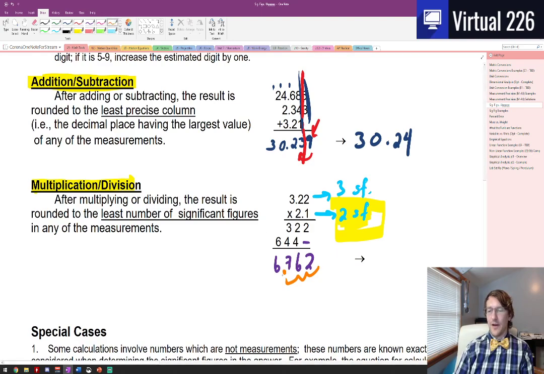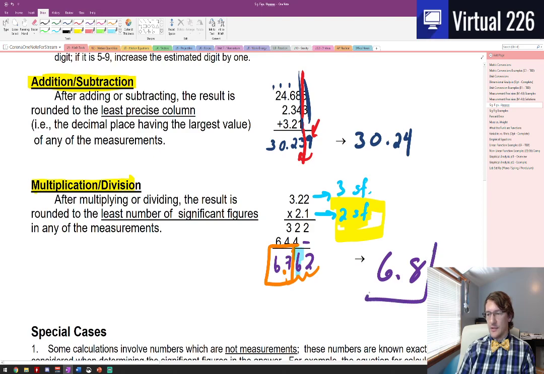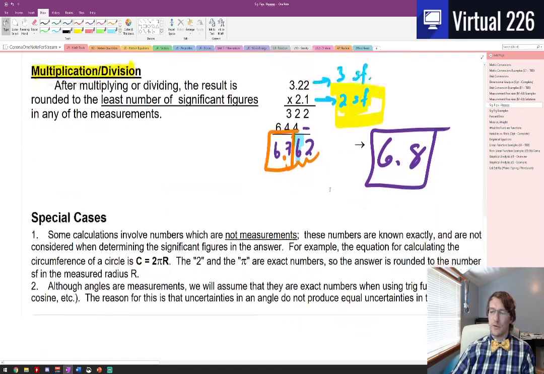That means our final answer, the 6.762, can only have 2 sig figs, starting from the largest quantity, the ones digit in this case, and then working down. So our answer would be 6.7, but don't forget to round, which makes our answer here 6.8. 2 sig figs with a rounding. Okay? That's it. There are some weird special cases here.